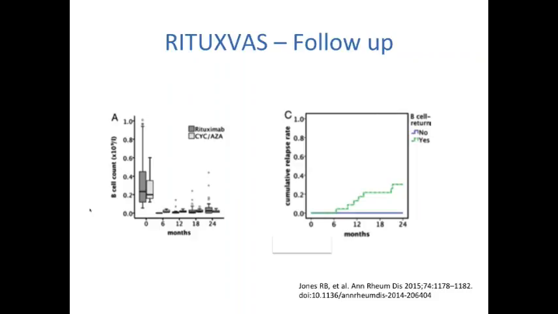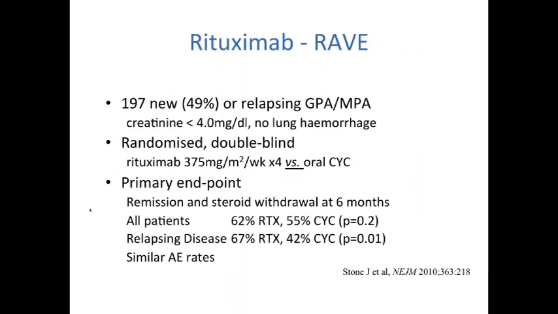So Rituxvas in the UK was encouraging and suggested that there was a role for rituximab in the treatment of that group of patients. Simultaneously, John Stone's group from the States published in the same issue of the New England Journal of Medicine the RAVE study, and they took 197 new or relapsing patients with GPA or MPA. They did not have severe renal involvement, nor did they have lung hemorrhage, and this was a randomized double-blind controlled trial of rituximab versus oral cyclophosphamide.